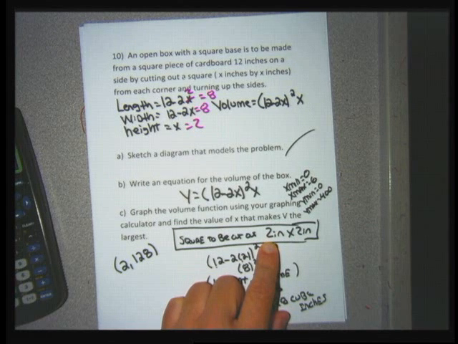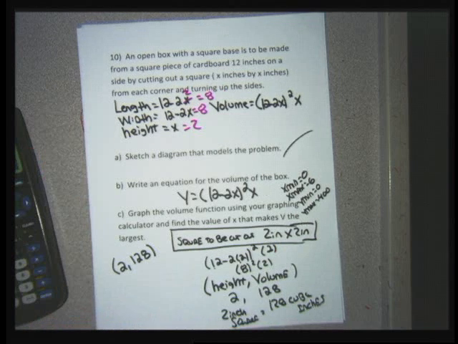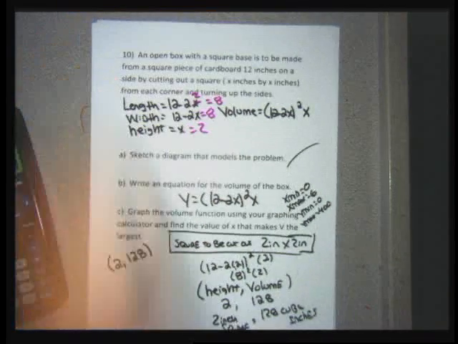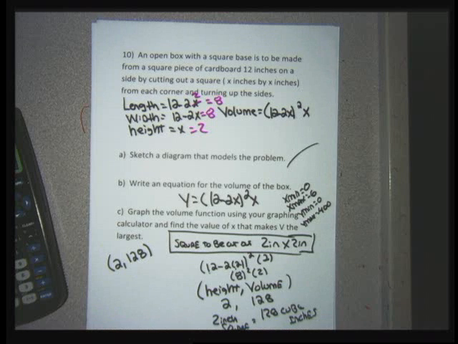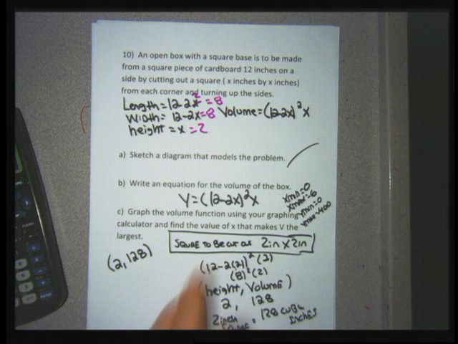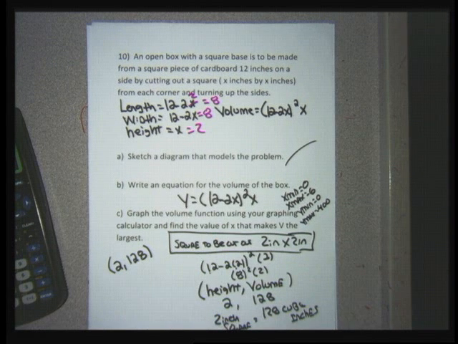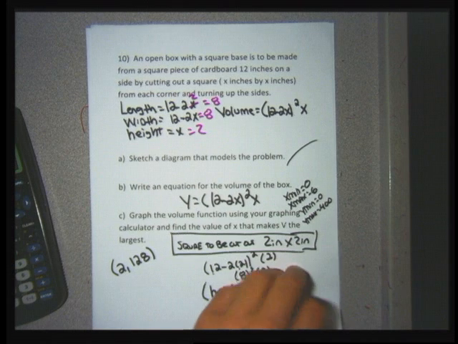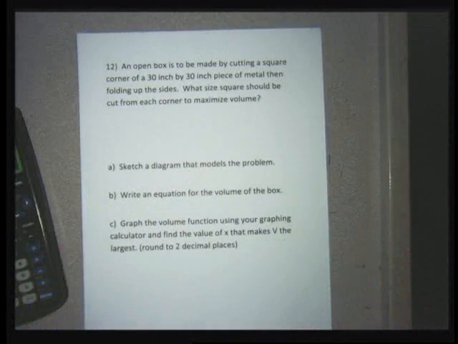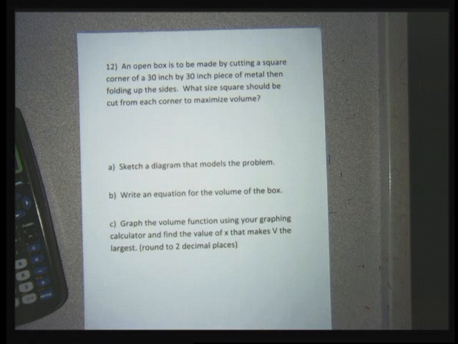But if you gave me more, you said the box is going to be 8 by 8 on the base and I have a height of 2 and the volume is going to be 128 cubic inches, that would be completely fine. I won't take any points off for giving more correct information than you're required to give, but the question only asks for the value of x that makes the volume the largest. So I don't need to say the corresponding volume. I don't need to say the width and the length of the region either.